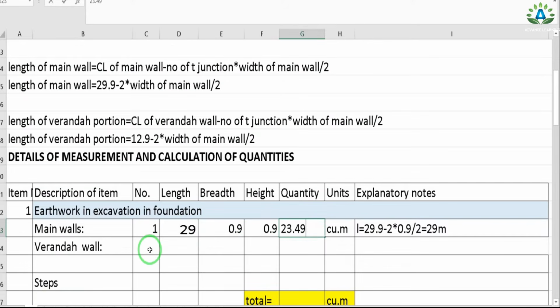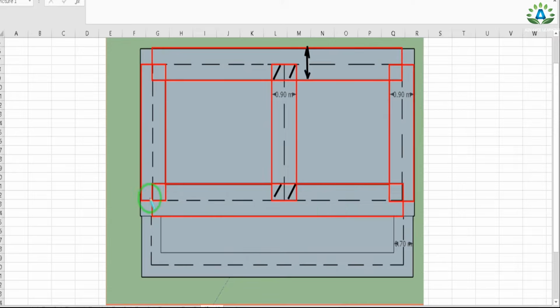Now our next step is to calculate this veranda wall. So we have only one number of this veranda wall, and here also we can see that we have this center line of this veranda from this side up to this side, and we have the width of the wall 0.7 meter.